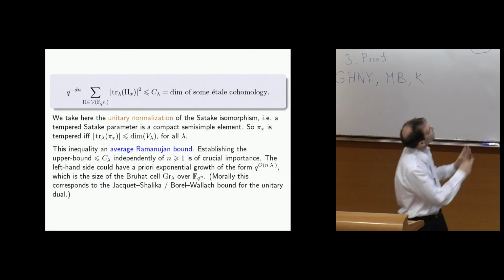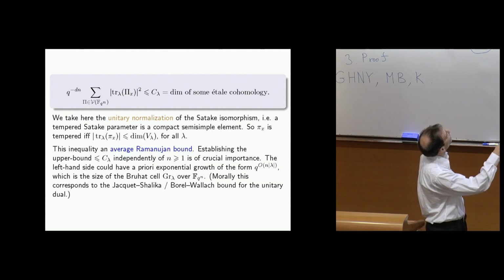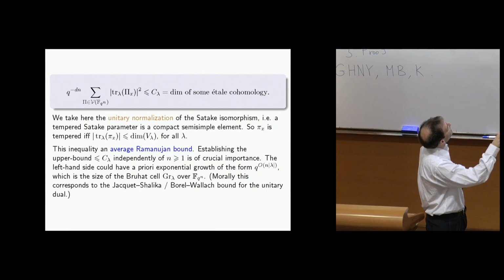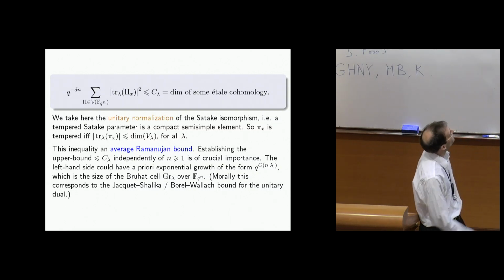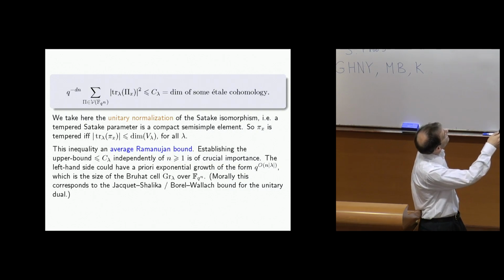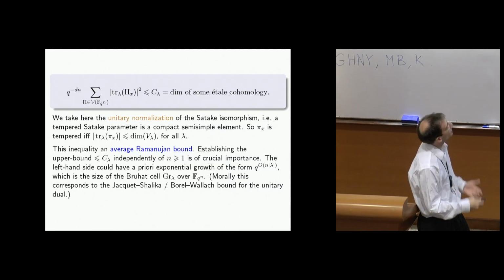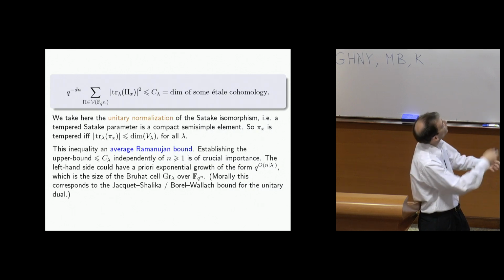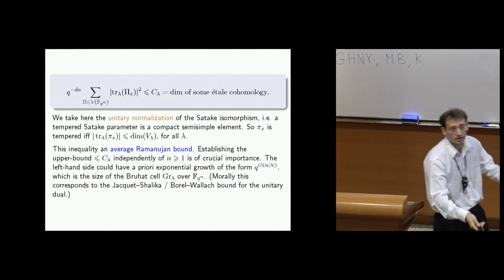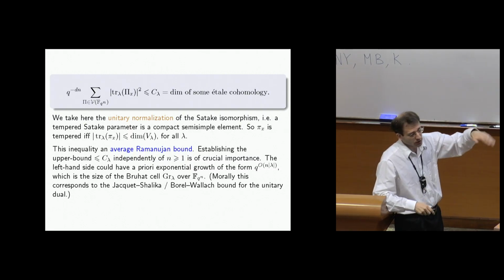One technical comment, a little bit about inequality, but maybe I'll go quickly. Here I use unitary normalization so that it's clear who is bigger than what. And this bound is like average Ramanujan. Namely, this is a bound for the number of automorphic forms, and then you do some kind of average. The Frobenius eigenvalue is small on average.